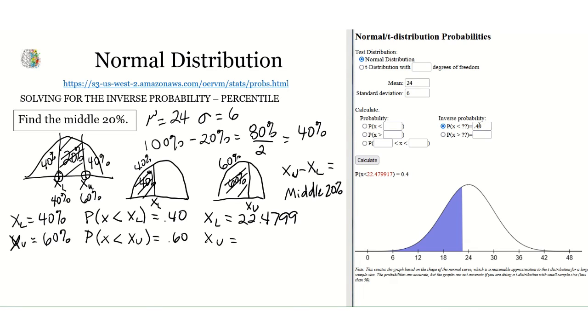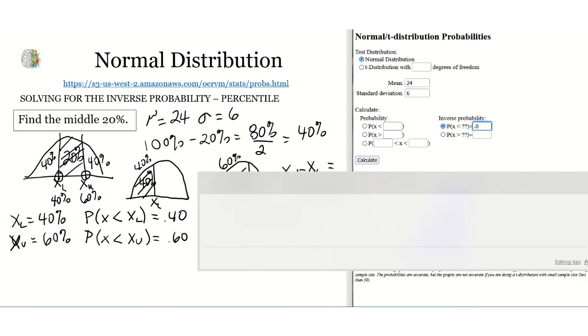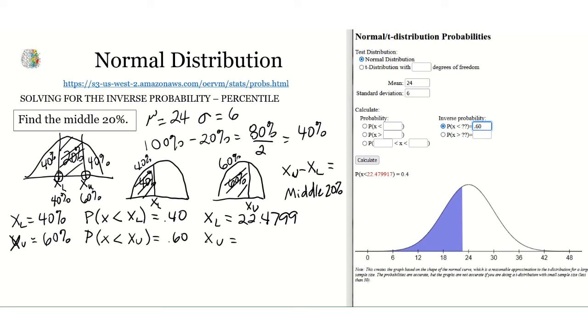So I'm going to change this to 60. Click on calculate. And that is going to give me 25.5201. So once again, right here at the spot where the purple and the white meet, that is the upper boundary for my middle 20%.